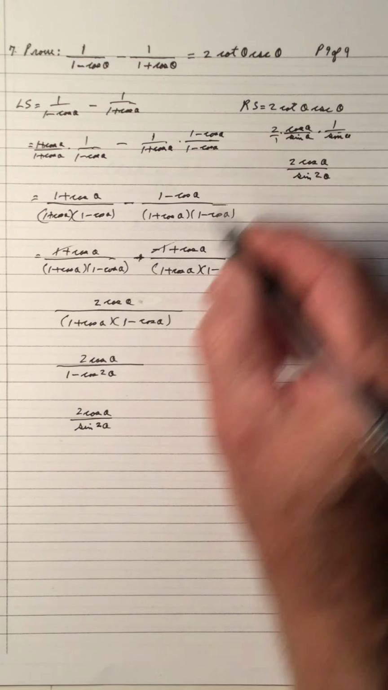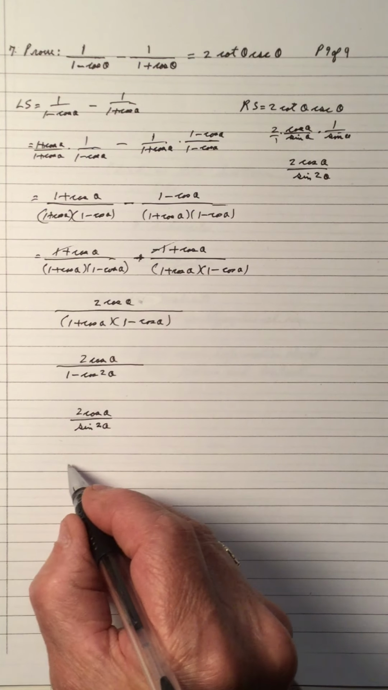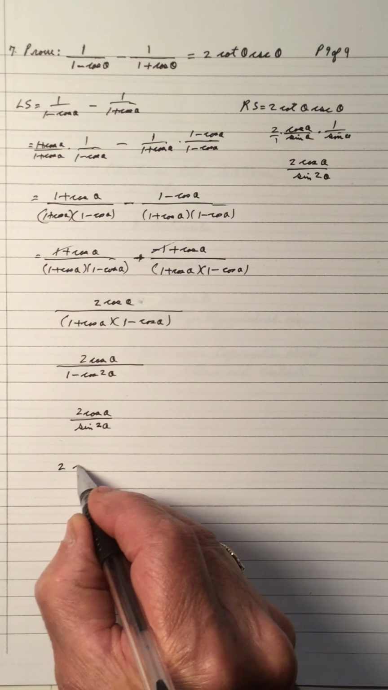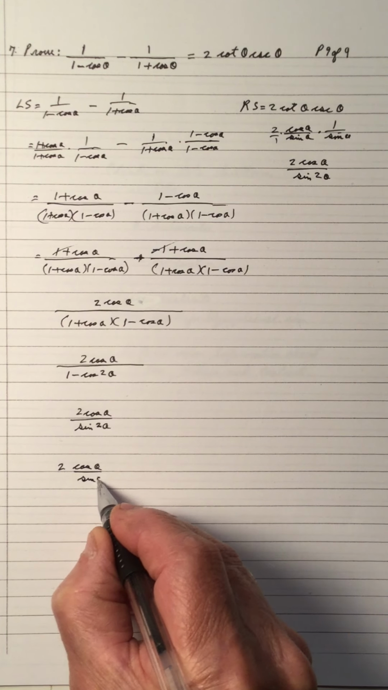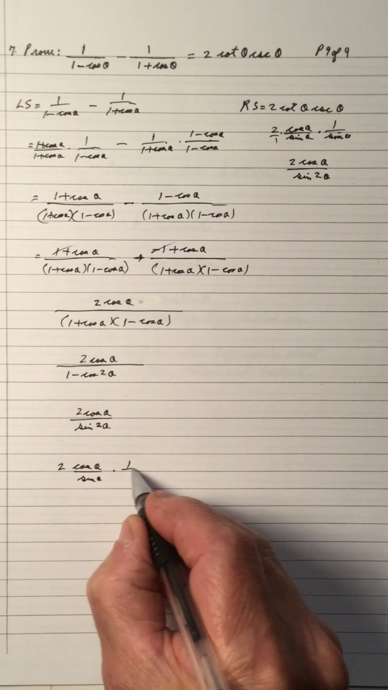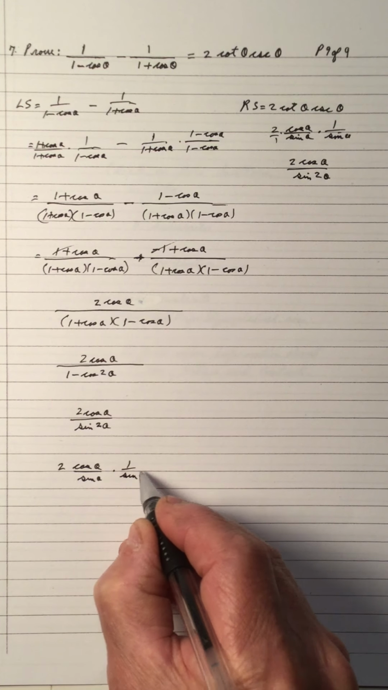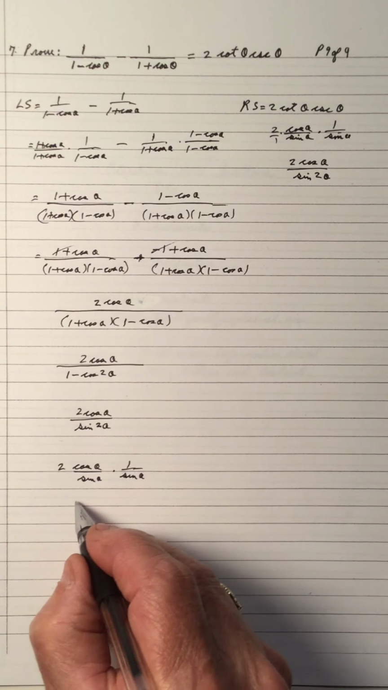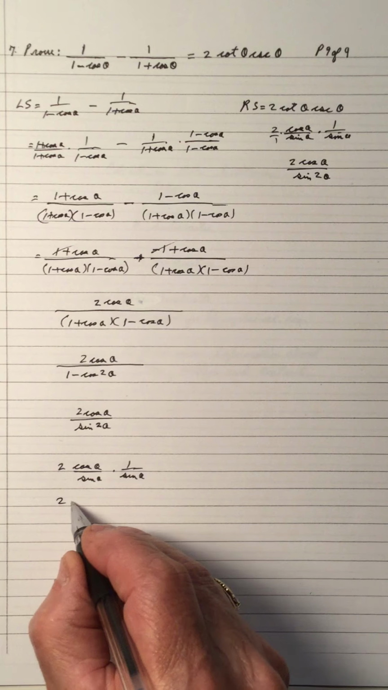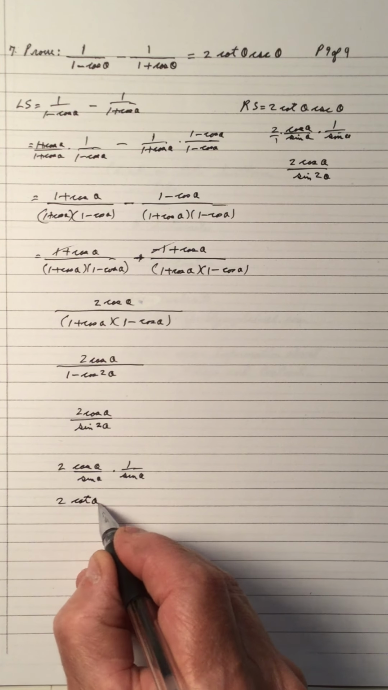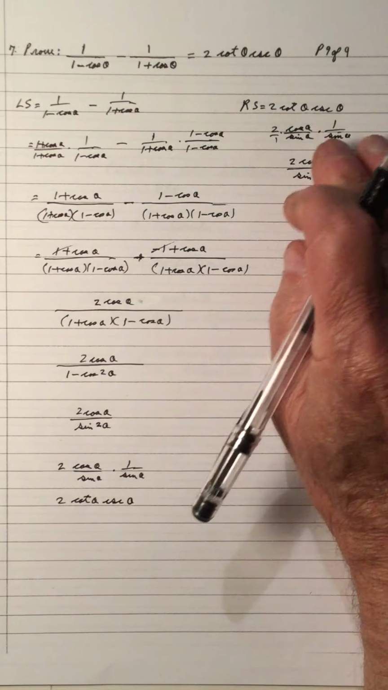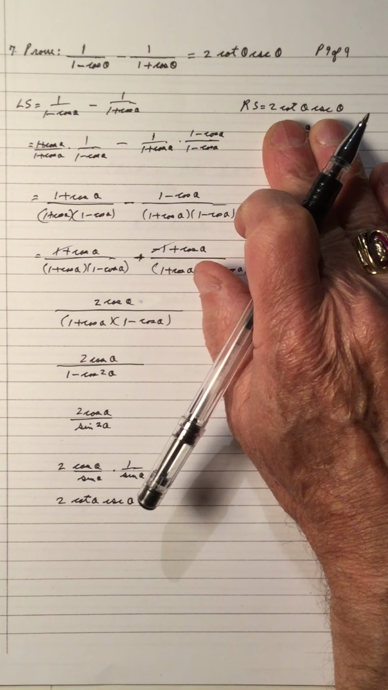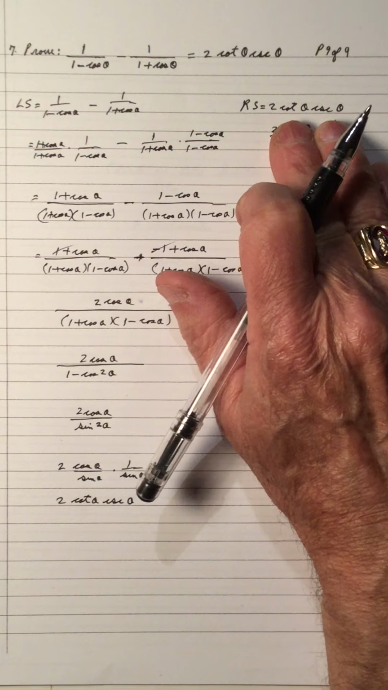So take this one and put it down. Take that one, put it down right here. So that's 2 cos theta over sine times 1 over sine. And that's the same as 2 cot theta cosecant theta. And again, this is on a sheet of scrap paper, which was underneath my fingers.